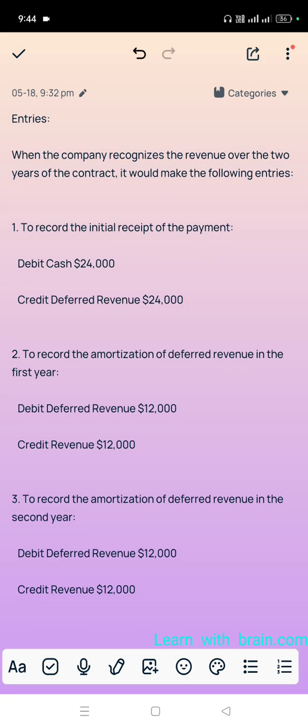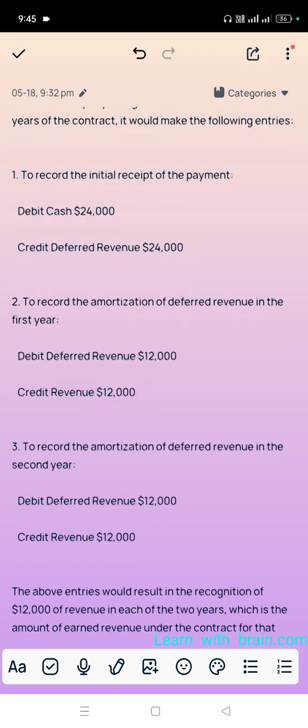Next, second entry, to record the amortization of deferred revenue in the first year. That means after rendering services for 1 year, we have to amortize that amount. How much? $12,000. What is the entry? Debit deferred revenue account, because at the time of receipt of the amount we credited the deferred revenue account. So now we have to amortize that amount. That's why we debit deferred revenue account $12,000 and credit revenue account $12,000. Revenues are credited, a basic golden rule of accounting. Now we recognize revenue of $12,000 because we already rendered services for $12,000.